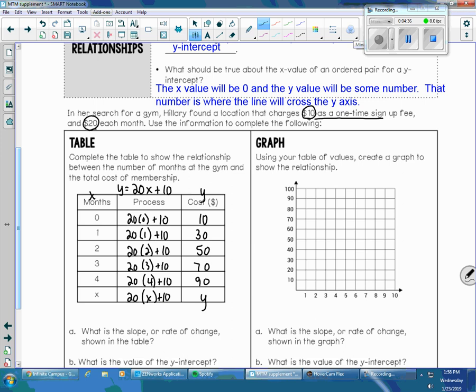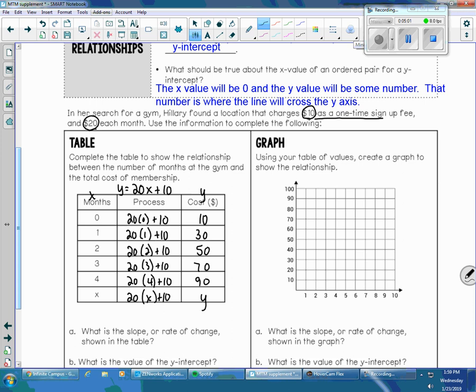Okay. This last one, the 20 times x plus 10, I kind of gave it away at the very top. So our total cost is going to be equal to the monthly charge times the number of months plus the initial cost or the initial value. Now, what is the slope or rate of change shown in the table? Now, I can't just take my y's and divide them by my x.